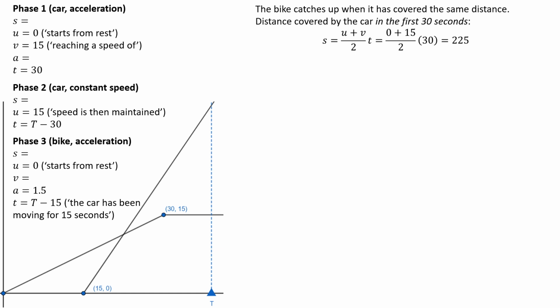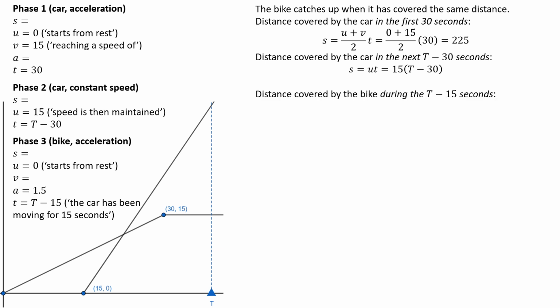The distance covered by the car in the first 30 seconds you can either do using the area of the triangle or with SUVAT equations. The distance covered in the next T minus 30 seconds, we can use that simplified equation for the constant speed. Speed equals distance over time, so displacement equals speed times time, 15 times (T minus 30). The bike during the T minus 15 seconds, again SUVAT equations give us an expression for that.